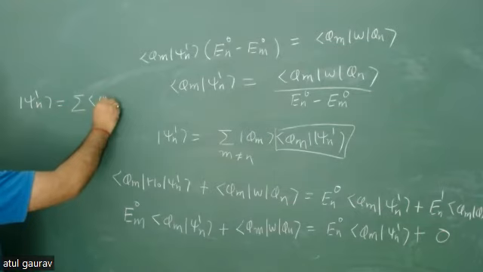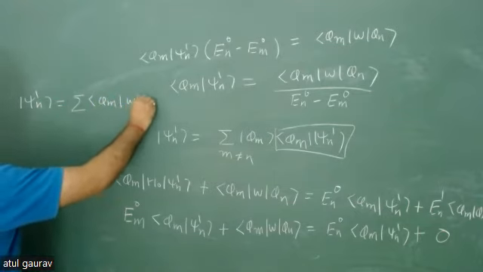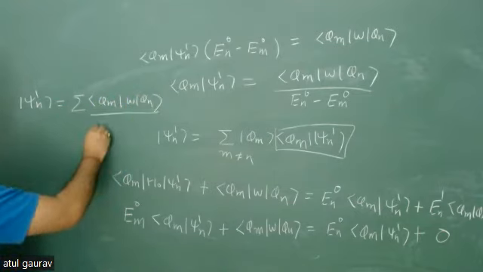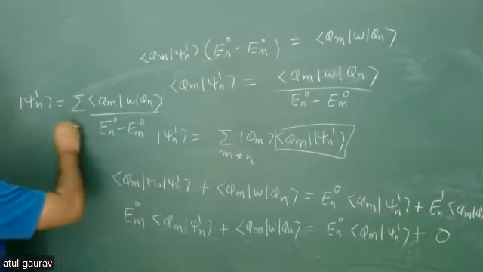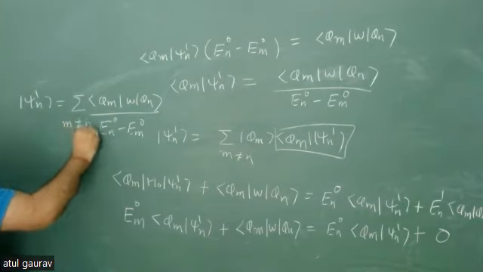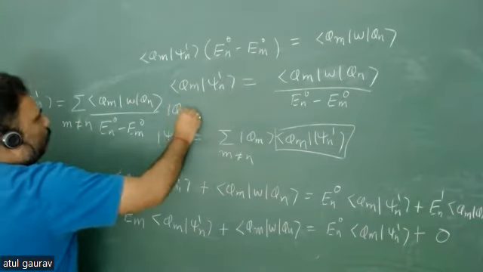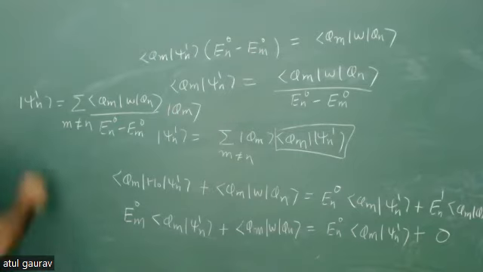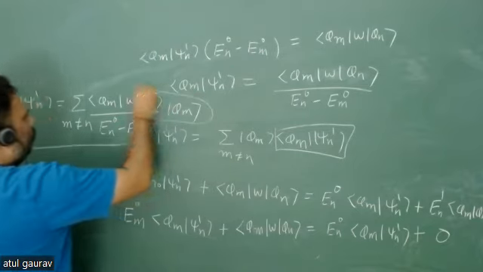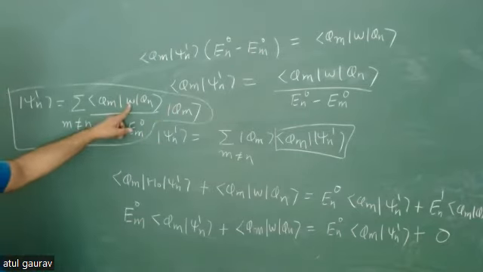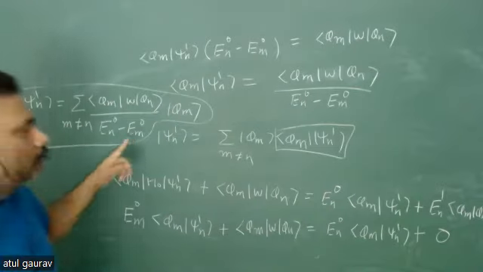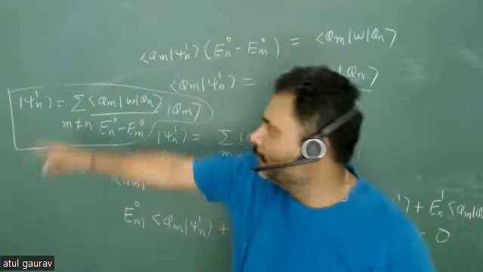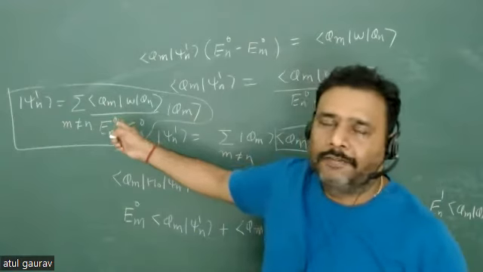And now from here we can write the value of psi n1, and this value is phi m W phi n, this is just a number, over En0 minus Em0, m is not equal to n, times phi m. So you can now look at here. Is W known to you? Yes. Phi m is known to you? Yes. Phi n is known to you? Yes. En0 is known to you? Yes. Em0 known to you? Yes. Everything is known to you. This is unknown, and we get this particular thing.